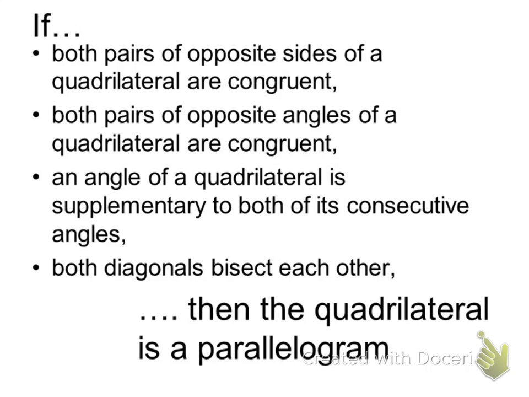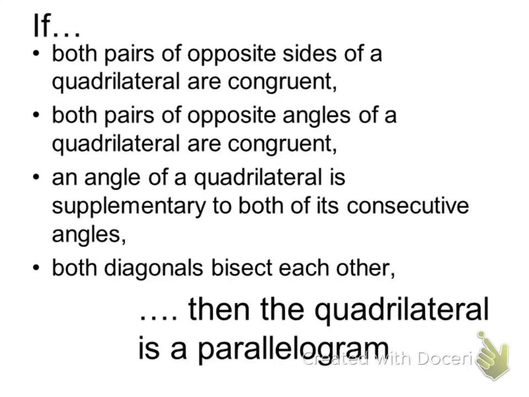Alright, so the things we're going to look for. If both pairs of opposite sides are congruent, then it's a parallelogram. Or if both pairs of opposite angles are congruent, then it's a parallelogram. Or if the angles are supplementary to both consecutive angles, so the angles right next to one of the angles, if all of them are supplementary, then it's a parallelogram. Or finally, if the diagonals bisect each other, then it's a parallelogram.